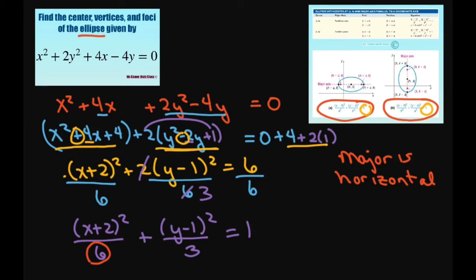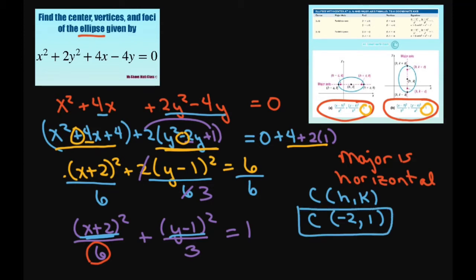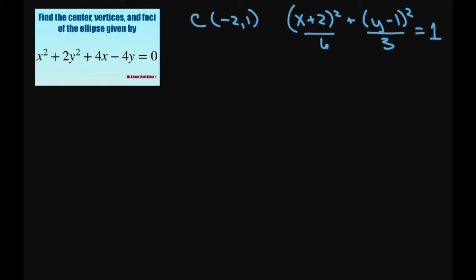Then we can get our center from the numerators here. Our center is going to be h comma k, so you just set each piece to 0. x plus 2 is 0, so that gives you negative 2 for h and 1 for k. So this is your center. Now we have to find the vertices and the foci. Our center is at negative 2 comma 1, and we have x plus 2 squared divided by 6 plus y minus 1 squared divided by 3 equals 1.